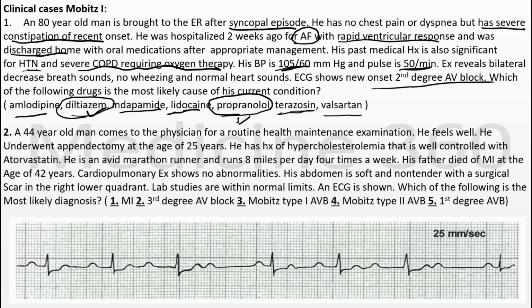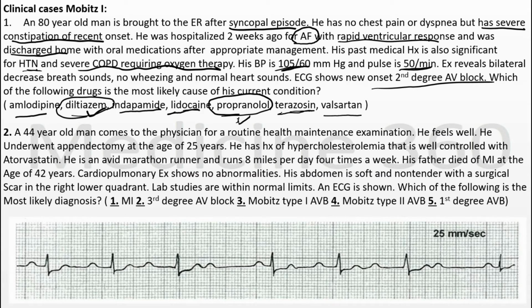A 44-year-old man comes to the physician for a routine health maintenance examination. He feels well. He underwent appendectomy at the age of 25 years. He has a history of hypercholesterolemia that is well controlled with atorvastatin. He is an avid marathon runner and runs 8 miles per day 4 times a week. His father died of MI at the age of 42 years.